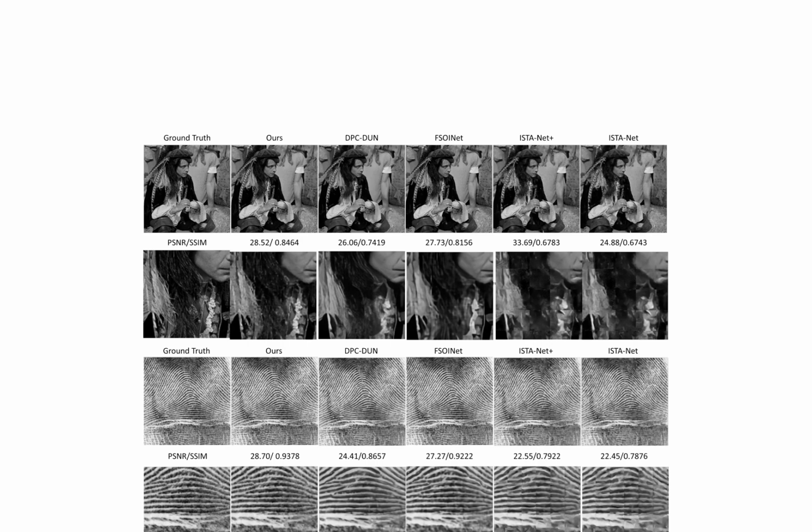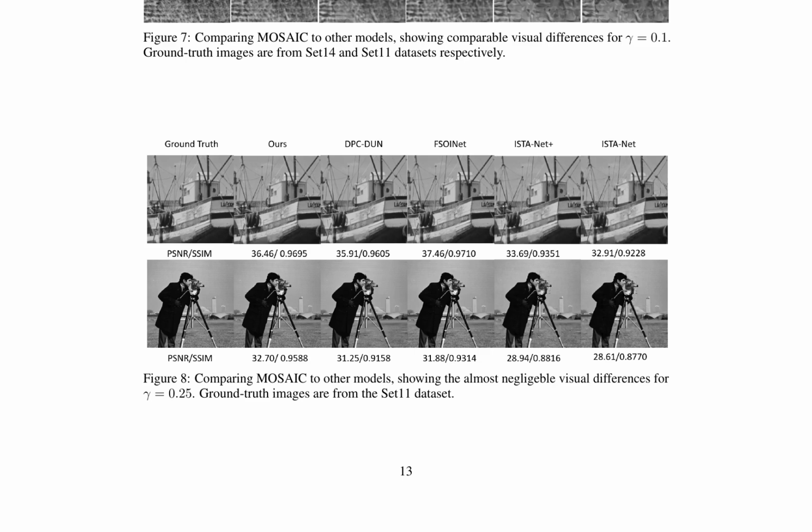Figures 7 and 8 showcase the comparison between MOSAIC and other models for gamma equals 0.1 and gamma equals 0.25, respectively. These figures demonstrate that as the value of gamma increases, the visual differences between the models become less pronounced, indicating a higher level of similarity to the ground truth images.